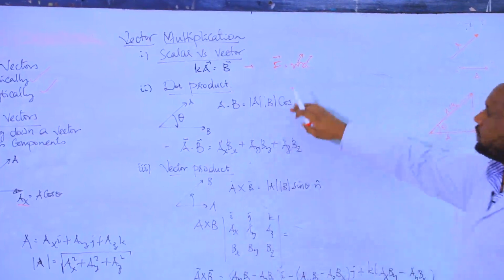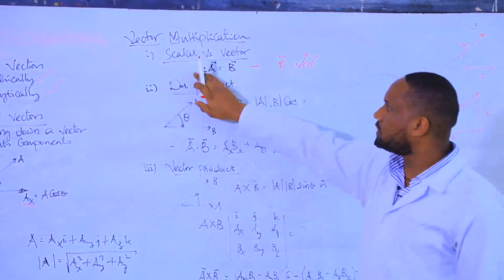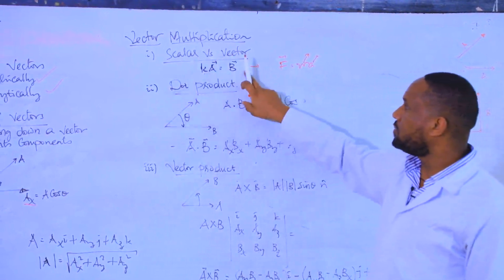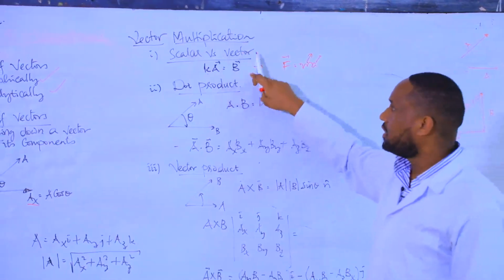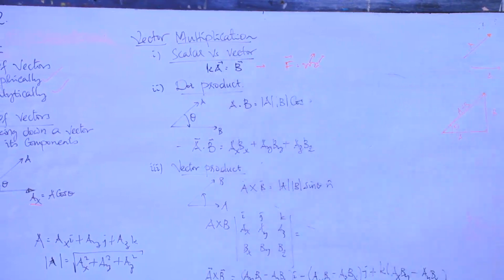So the direction of A and B is determined by the value of k. If k is a positive number, then A and B will be parallel. They will have the same direction. But if k is a negative number, then they are in opposite directions.